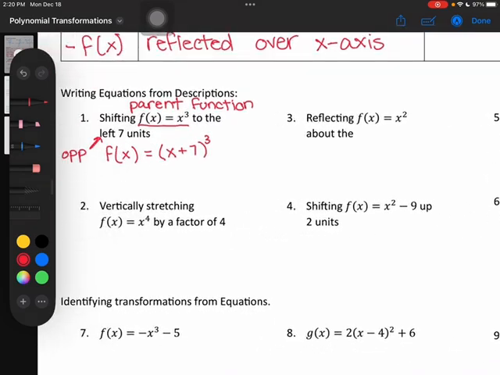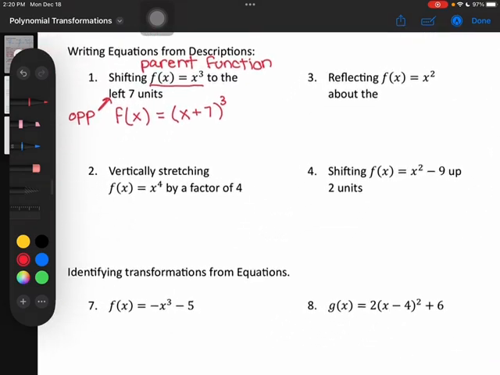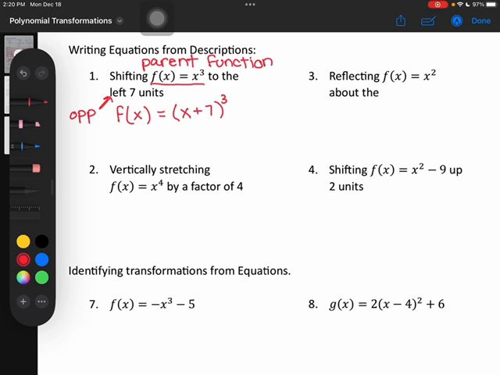And number 2 here says we are vertically stretching f of x equals x to the 4, so that quartic function, by a factor of 4. And we're vertically stretching, so that tells us that we want our number to go in front of the whole thing. So we're going to have f of x equals 4x to the 4th. That's what it would be to vertically stretch it.